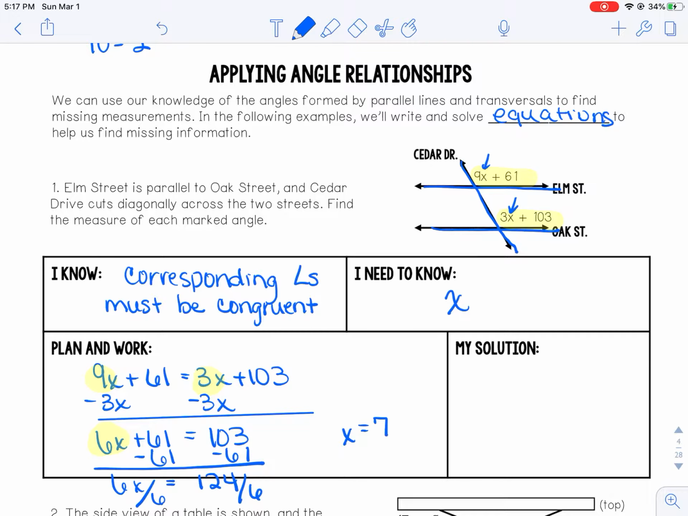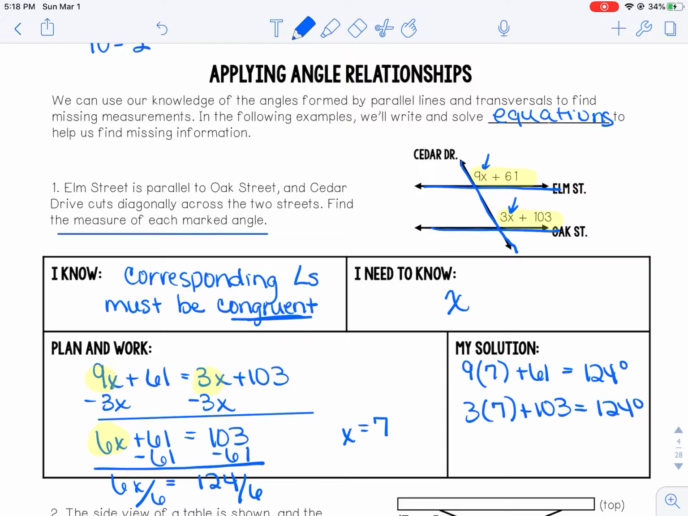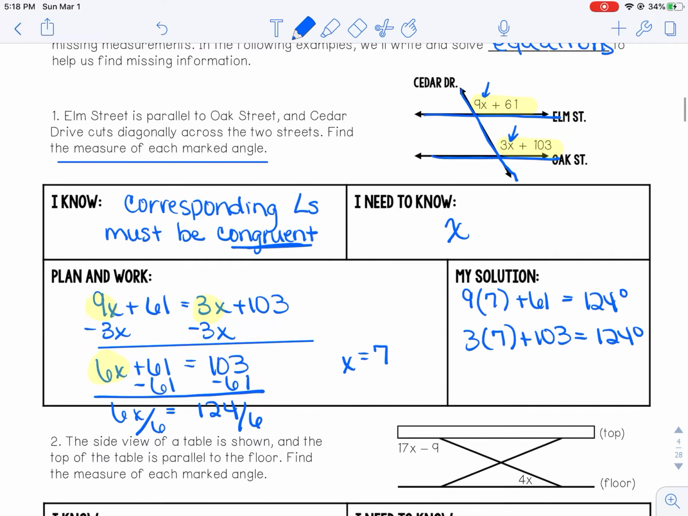But remember, that's not what it asked us. It says find the measure of each marked angle. Well, the top angle is 9x plus 61, or 9 times whatever x is plus 61. We know that x is 7. So when I plug that in, that is going to give me 124 degrees. The bottom one, 3 times 7 plus 103, also gives me 124 degrees. And that's what we would expect because the angles are congruent. Their angle measures should be equal to each other.